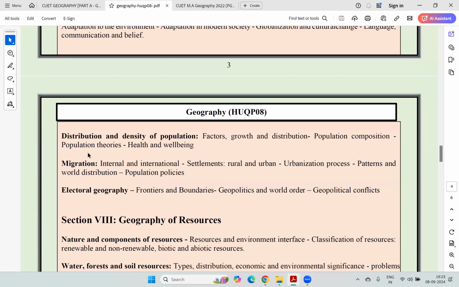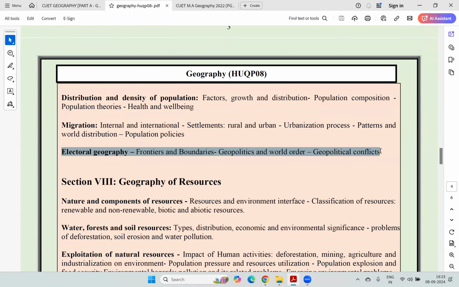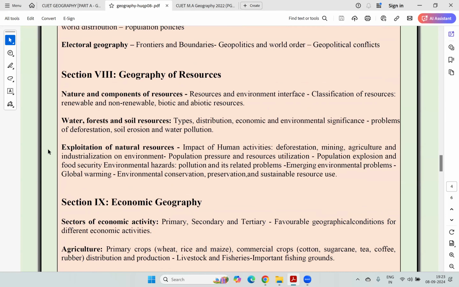So then migration, the various laws of migration, the theories that are there. Electoral geography is important because this will talk about elections and geography, how geography of elections, how voting happens, which party gets vote where, what are the reasons for it. So that's something to keep in mind.